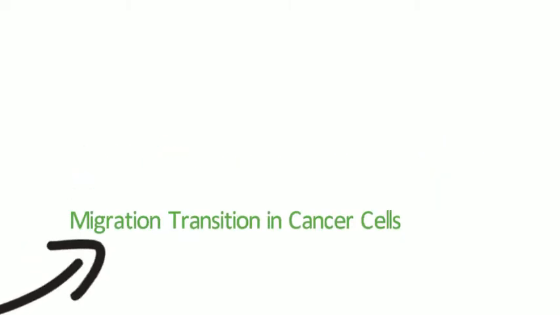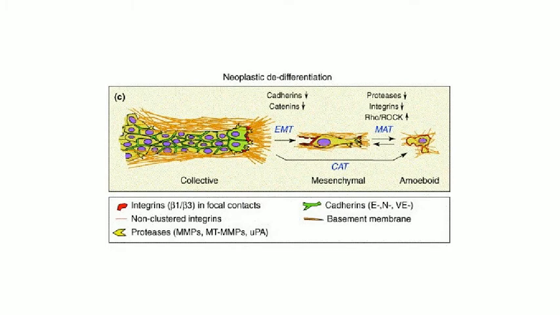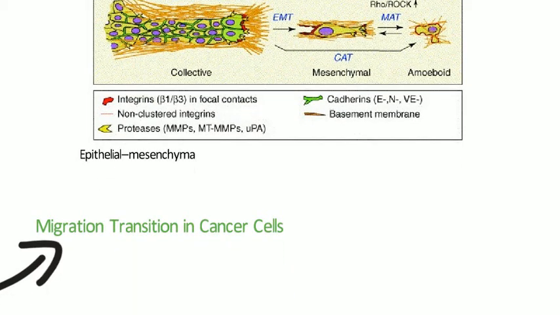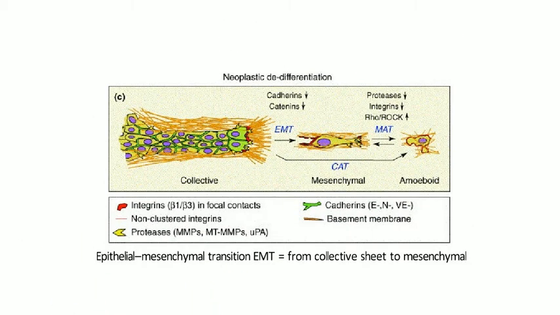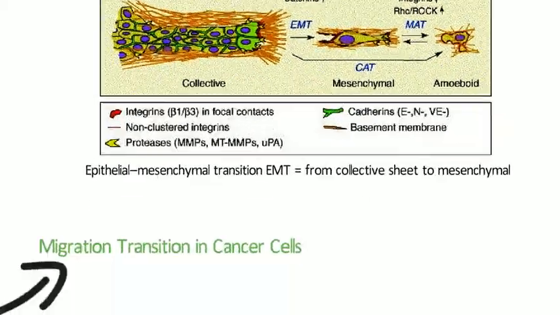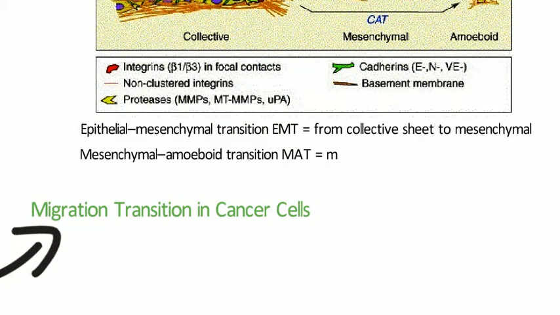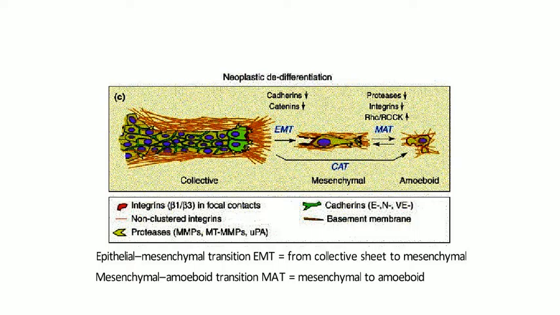When the cadherin junction protein is suppressed, cell-to-cell adhesions are lost, allowing the cell to separate from the collective sheet. The epithelial to mesenchymal transition, or EMT, forms individual cells that undertake mesenchymal migration. Then, if integrin and protease functions are weakened in these mesenchymal migrating cells, there is the transition to rounded cell morphology and amoeboid movement known as the mesenchymal amoeboid transition, or MAT.